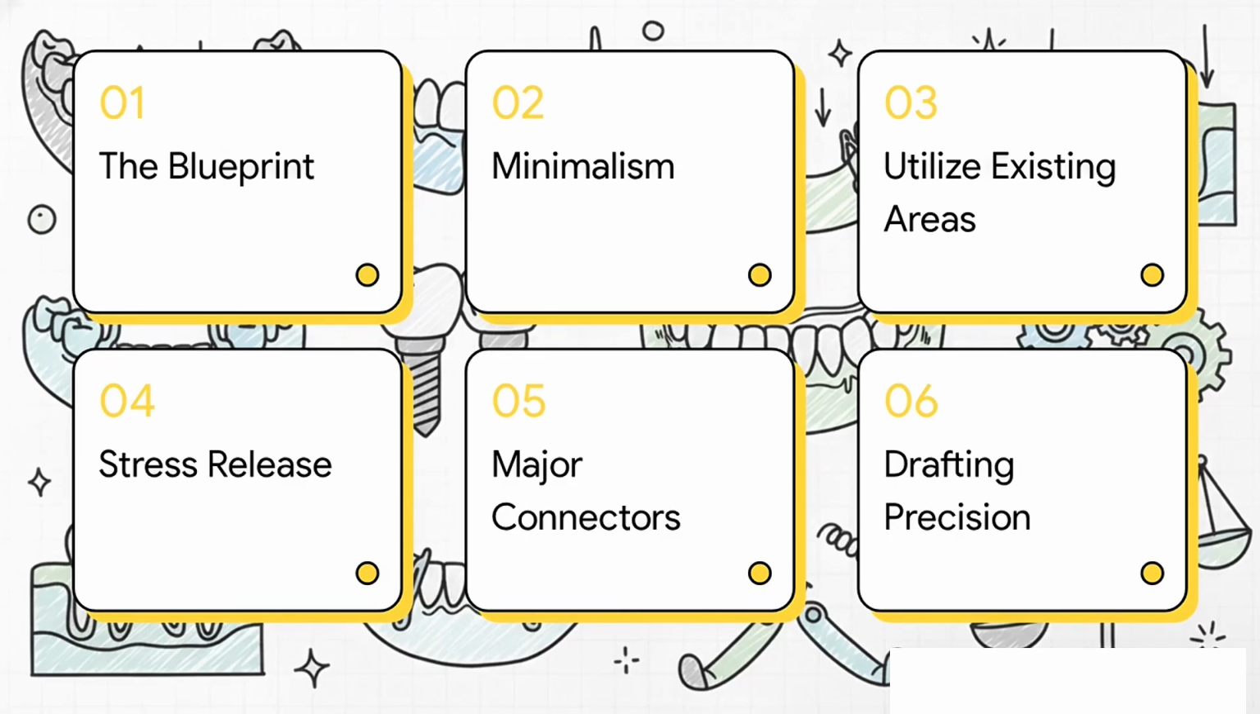Okay, let's just dive right into our spatial journey through the 6 structural phases of RPD design. We've got 1, the blueprint before treatment, 2, minimalism for tissue health, 3, utilizing what is present, 4, engineering stress release, 5, the major connectors, and finally, 6, precision in the draft.